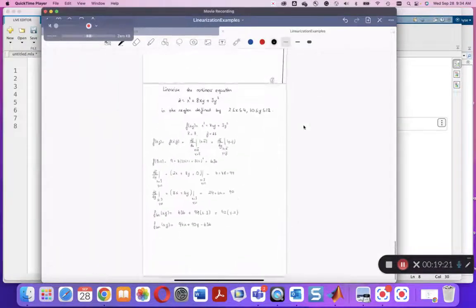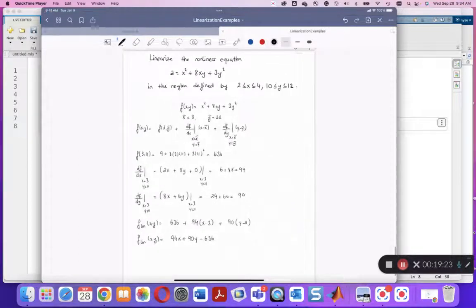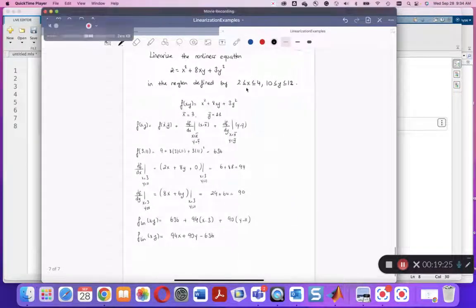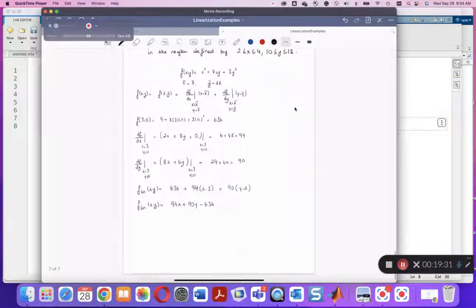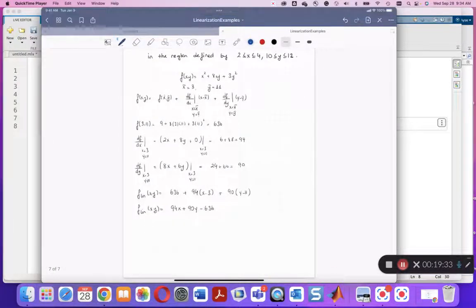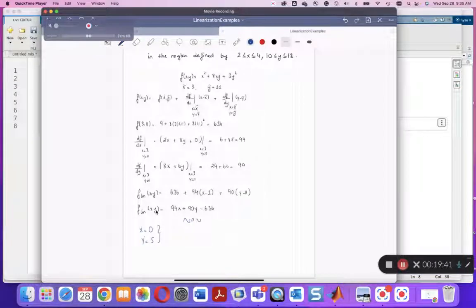Let me go back, and see if it's asking for any error. So our range was from 2 to 4 and 10 to 12. So even if it was not part of the question, let's say I will give you two different points. Let's say x is 0 and y is 5. So how much error are we making by using the linearized function instead of the original function for x is 0 and y is equal to 5?